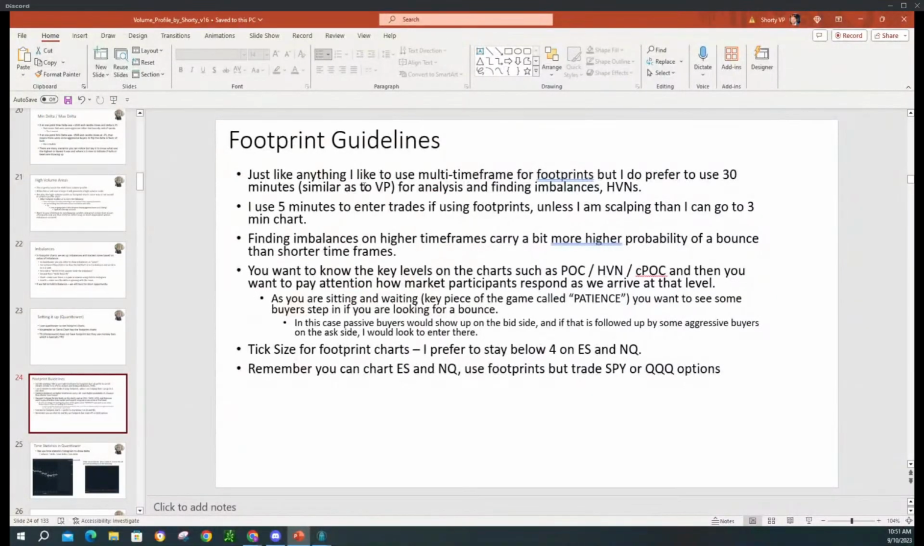On the guidelines, I can go through these. You want to use 30 minutes, just like we use for volume profile on the daily profiles. I use 5 minutes to enter trade. Some of you use lower time frames, like 1 and 3 minutes. To me, that's just a little bit hectic, especially if you're trading NQ.